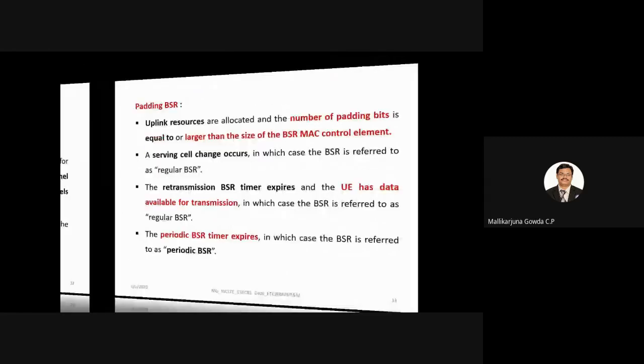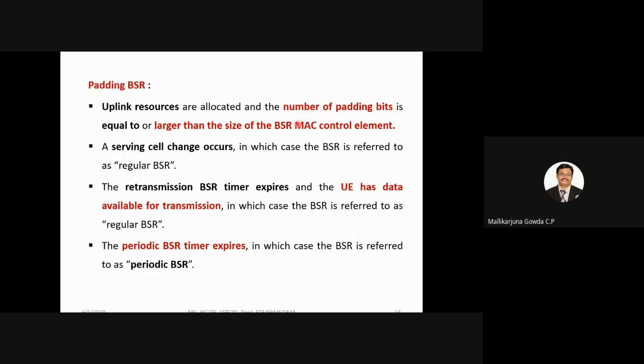And the second one, I said, is the padding BSR. The padding BSR happens when the uplink resources are allocated and the number of padding bits is equal to or larger than the size of the BSR MAC control element. In such a case, we say it is a padding BSR. So what I said, the uplink resources are allocated and the number of padding bits is equal to or larger than the size of the BSR MAC control element. That situation we call a padding BSR.